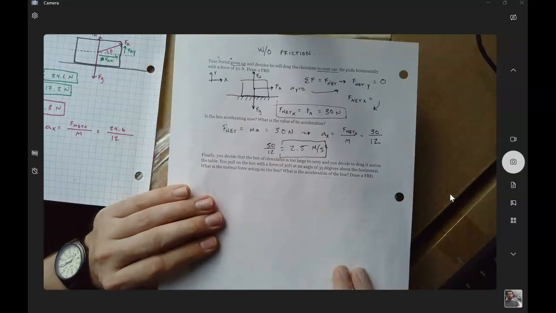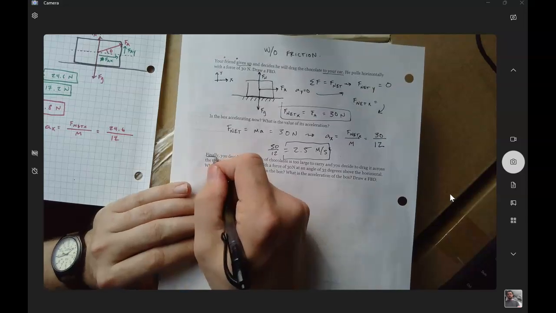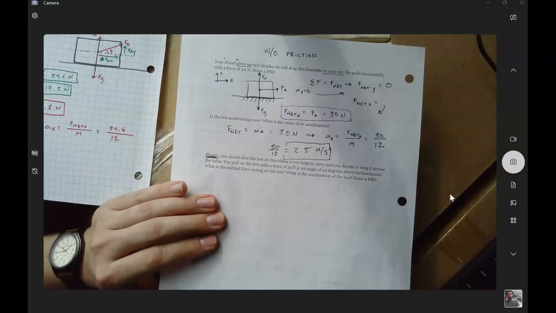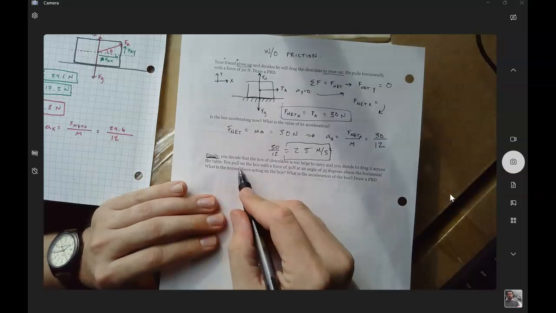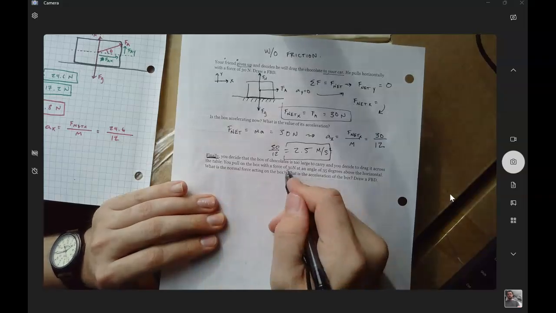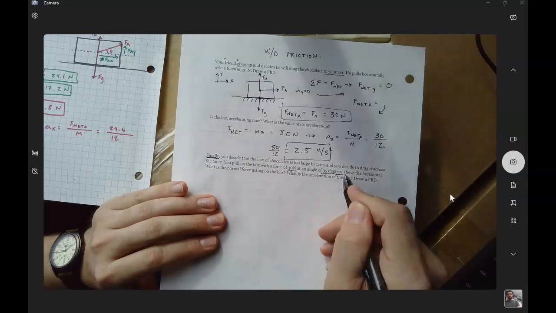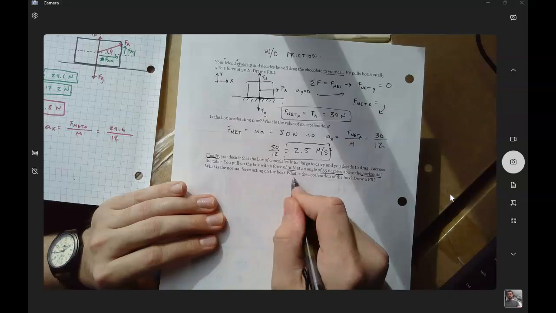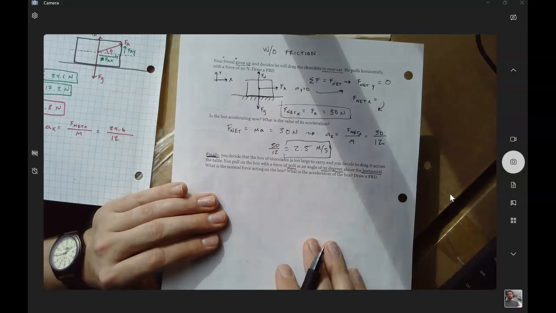All right, finally, you decide that the box of chocolates is too large to carry, and you decide to drag it across the table. You pull on the box with a force of 30 newtons at an angle of 35 degrees above the horizontal. What is the normal force acting on the box? What is the acceleration of the box? Draw a free body diagram.